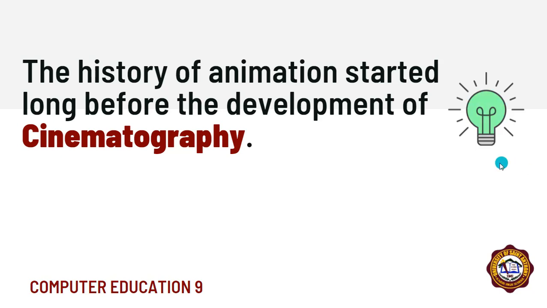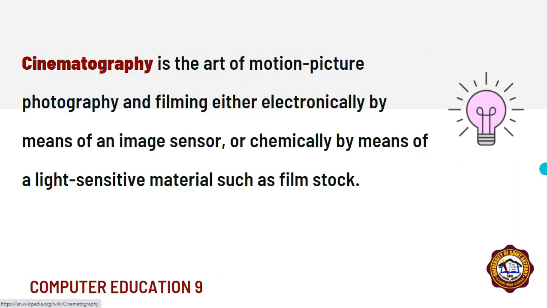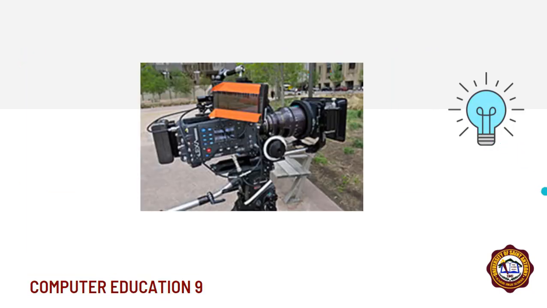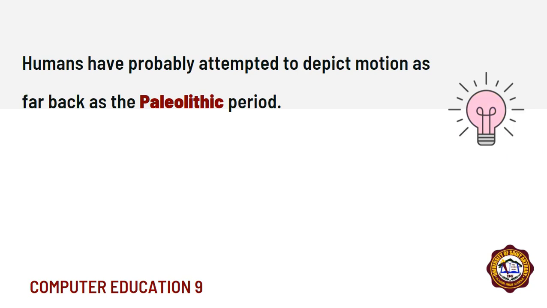So, for the information of everyone, cinematography is the art of motion picture photography and filming either electronically by means of an image sensor or chemically by means of light-sensitive materials such as film stock. The example of that is this video recording camera. Okay? So, humans have probably attempted to depict motion as far back as the Paleolithic period.